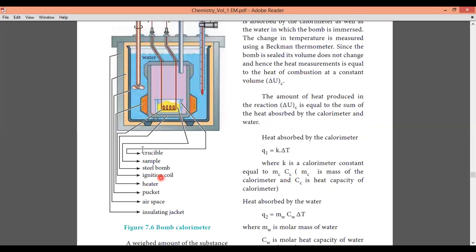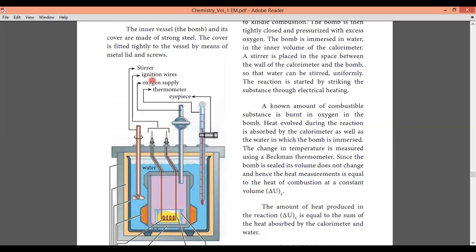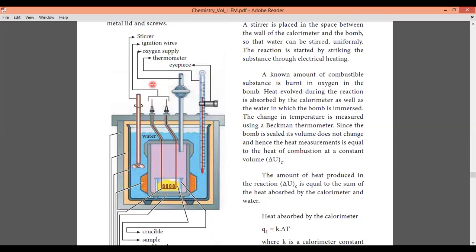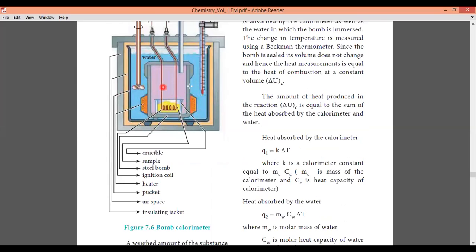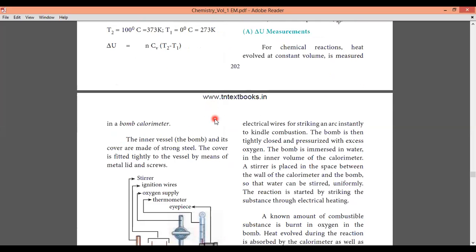So let us see what is inside a bomb calorimeter: the stirrer, ignition wire, oxygen supply that we have to provide, the thermometer already present, an eyepiece attached, and the crucible with the sample. All these things are packed inside this insulating jacket. The whole setup is said to be a bomb calorimeter, which is used to measure the temperature change or heat change of the substance.